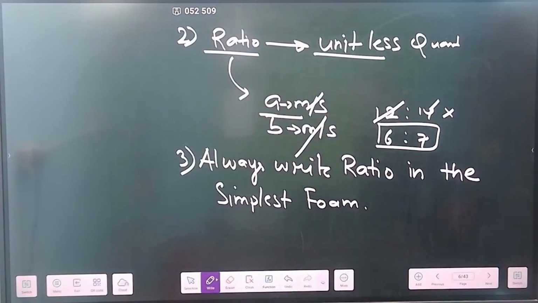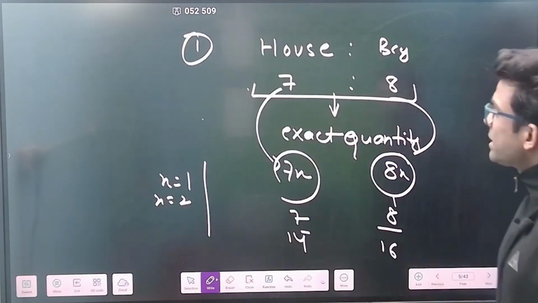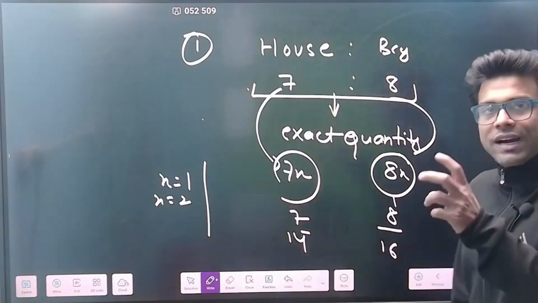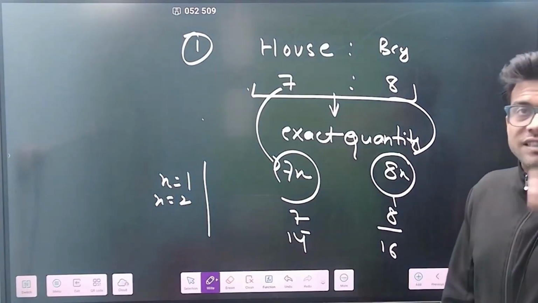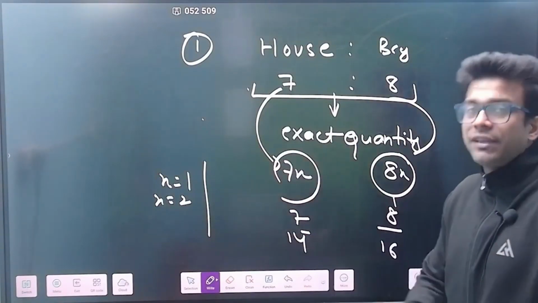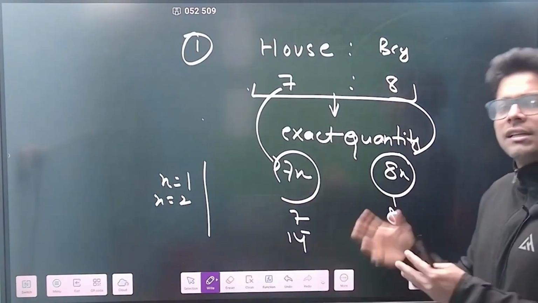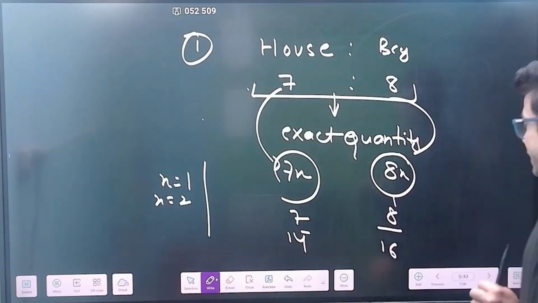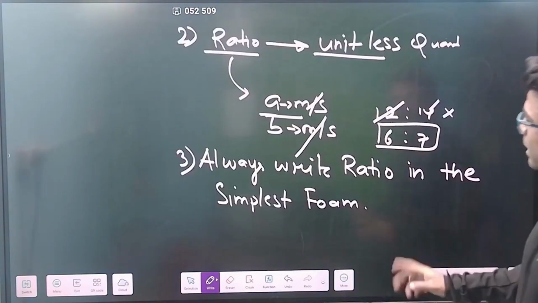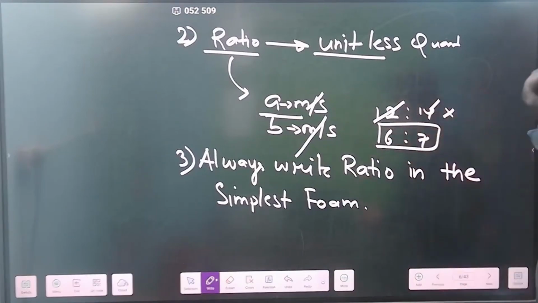When you write ratios, always remember, as I repeat once more, ratio is a quantity which we assume, which is not the exact one. Further, when we solve a question, we get an exact quantity, correct? The first point was this one. Second point was ratio is a unitless quantity.